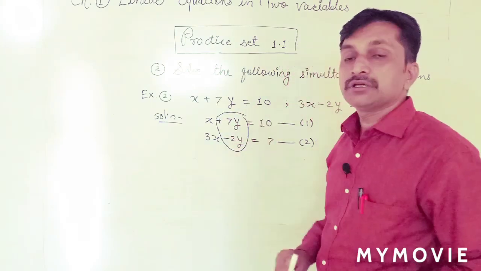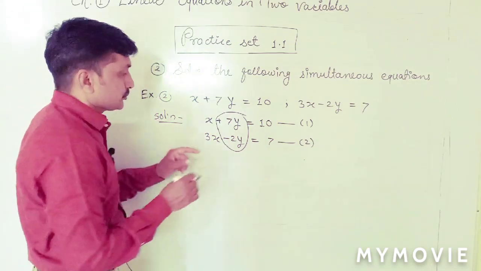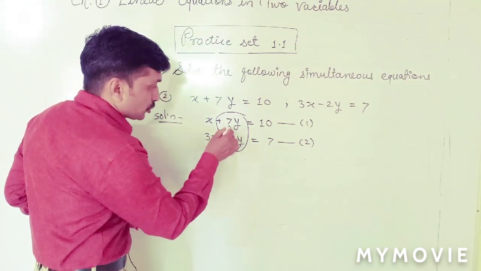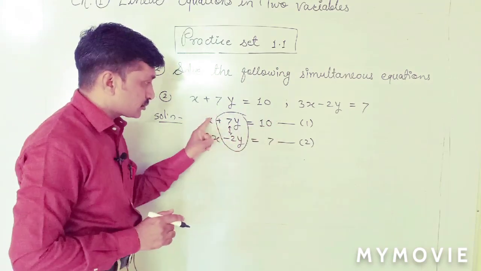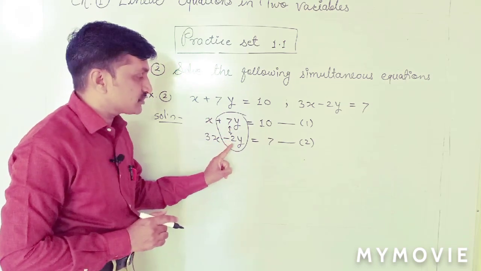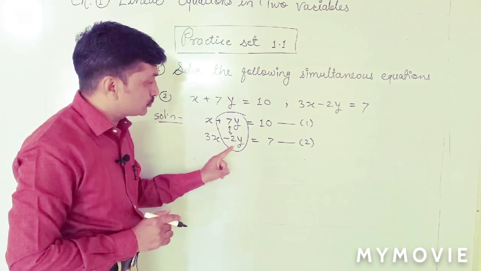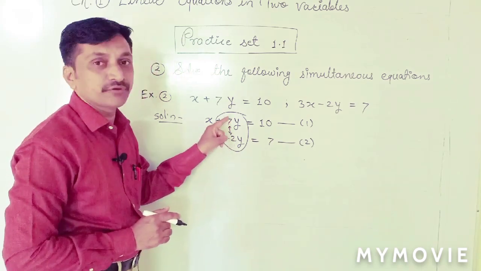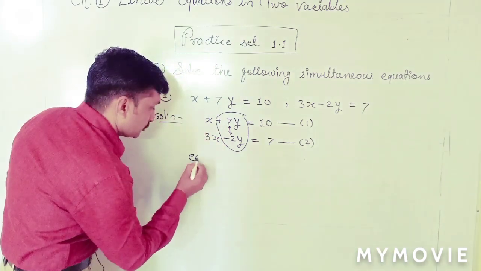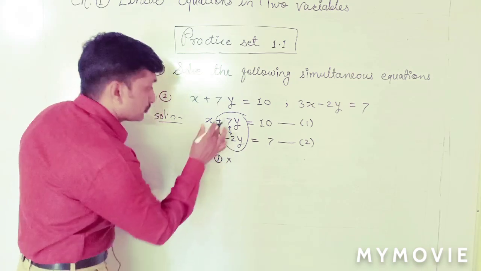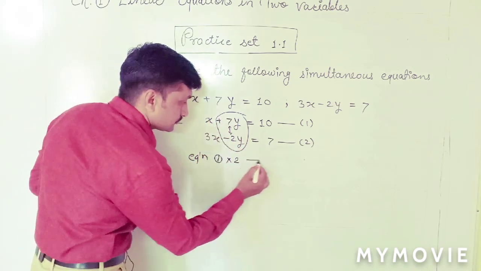Therefore, here we equate the coefficients of y. How to equate? That is very easy. Just you have to interchange their coefficients. Equation 1 multiply by coefficient of y of second, means by 2, and equation 2 multiplied by coefficient of y of first, means 7. Interchange the coefficients of y. Equation 1 multiplied by coefficient of y of second equation 2.